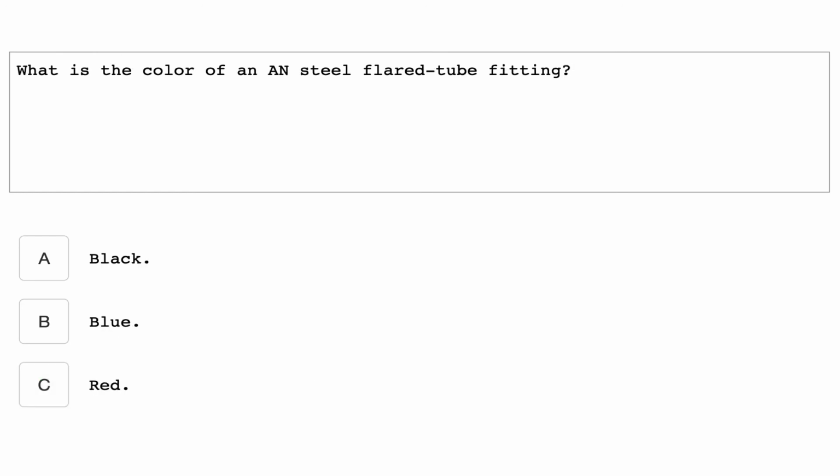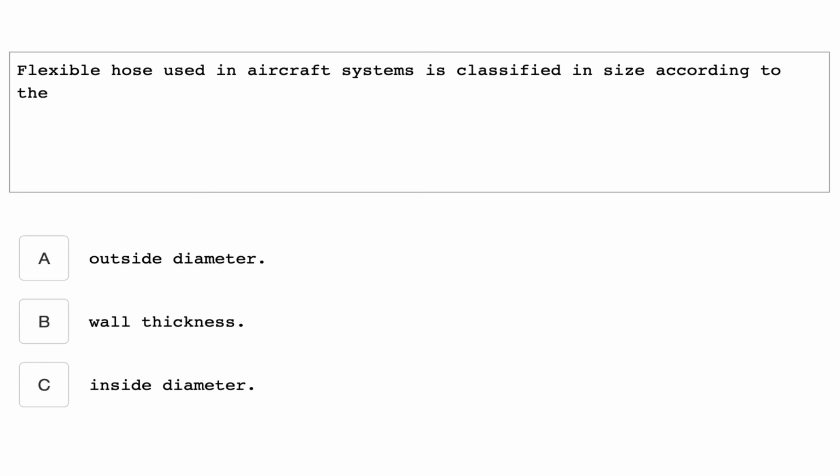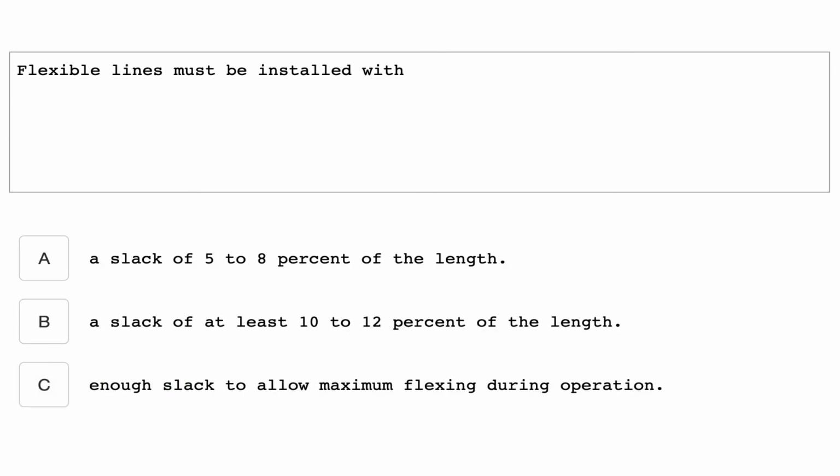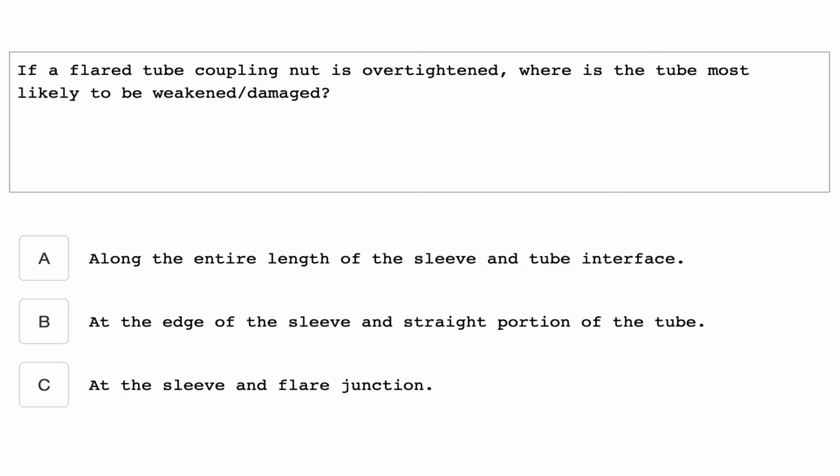What is the color of an AN steel flare tubing fitting? Black. Flexible hose used in aircraft systems is classified in size according to the inside diameter. Flexible lines must be installed with a slack of 5 to 8% of the length. If a flare tube coupling nut is over-tightened, where is the tube most likely to be weakened or damaged? At the sleeve and flare junction.